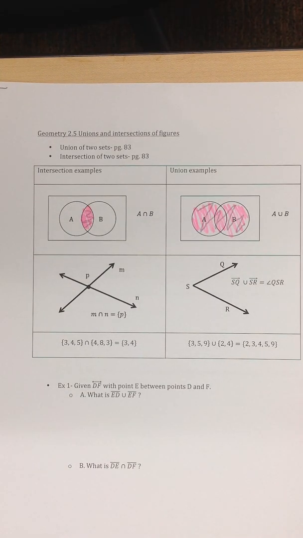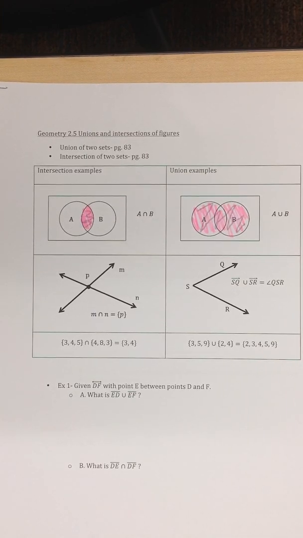Okay, so this is section 2.5, unions and intersections of figures. A couple of definitions there to start. So union of two sets and intersection of two sets, both on page 83. So if you flip to 83, write those down.